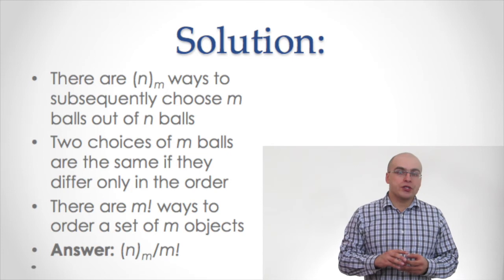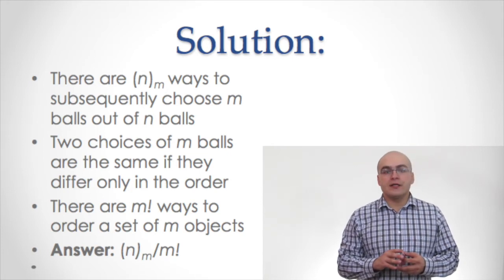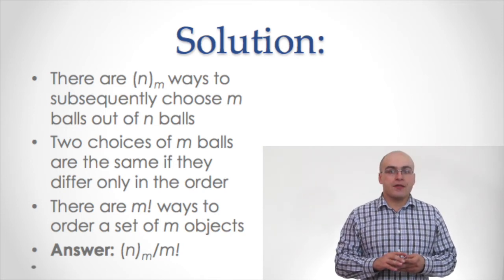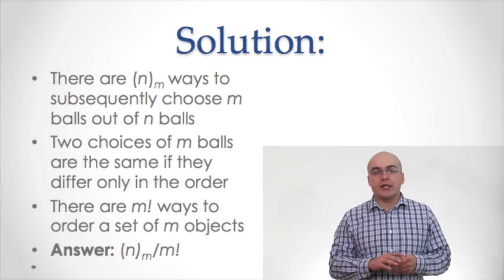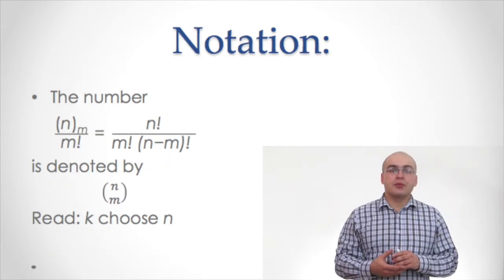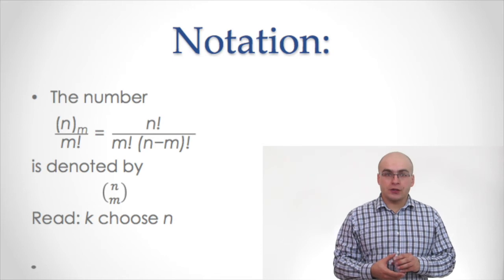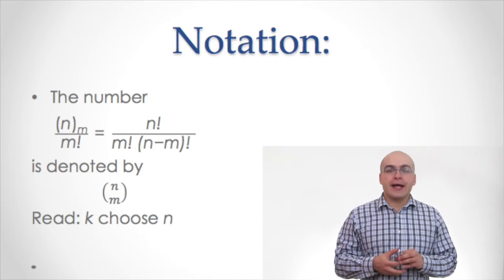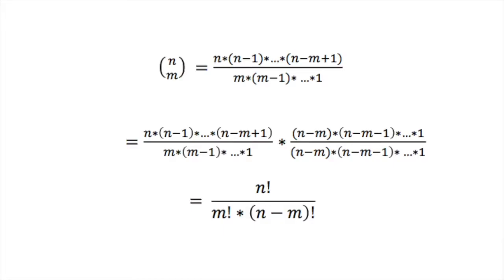On the other hand, 2 choices of m balls are the same if they differ only in the order. There are m factorial ways to order a set of m objects. Thus, there are n sub m divided by m factorial ways to choose m balls out of n balls. Notation. The number n sub m divided by m factorial is denoted by n choose m. In other words, the number n choose m is the quotient of n times n minus 1 times and so on times n minus m plus 1 divided by m times m minus 1 times and so on times 1.